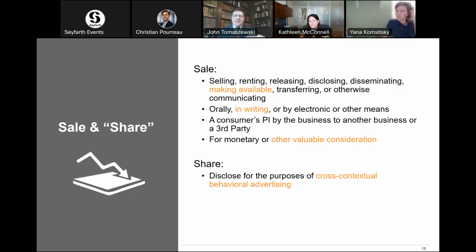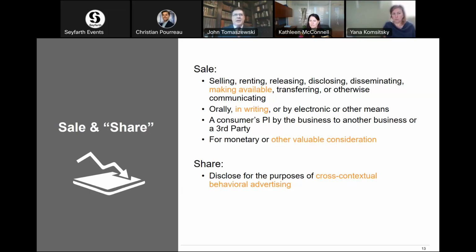But the idea is if you have access to data, and there is some level of consideration around that access to that data, then it's potentially a sale. Now, a lot of folks get into trouble because they go, oh, well, I'm a service provider. I'm using data to improve my services. Does that necessarily mean that I'm selling or not selling data?